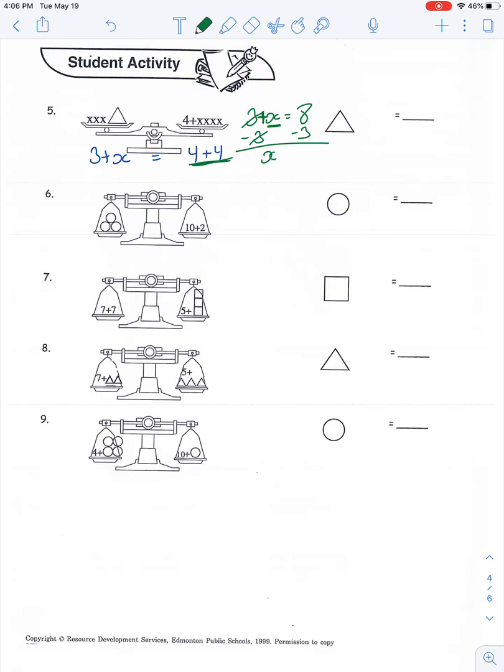So those ones are gone on this side. So then I have x equals 5. There you go. Okay, next one, write my equation first.